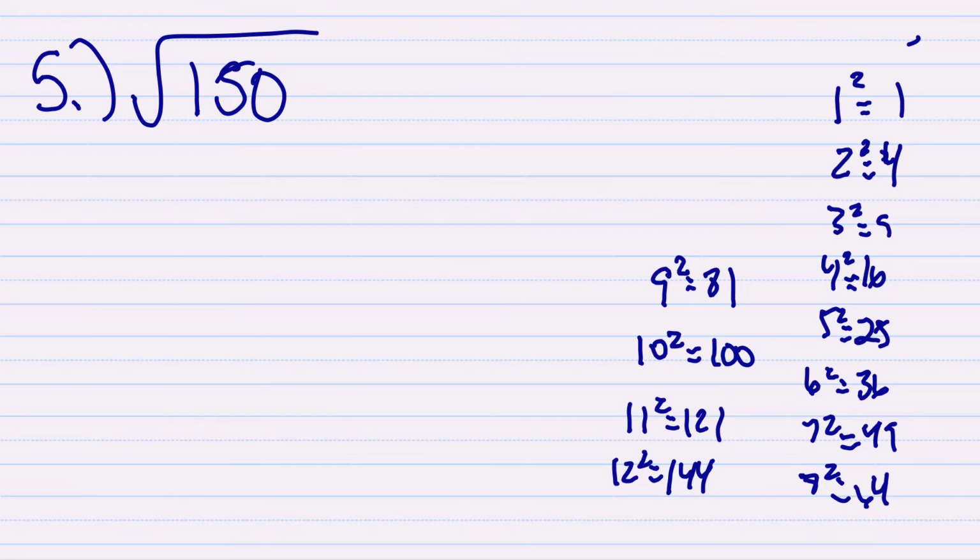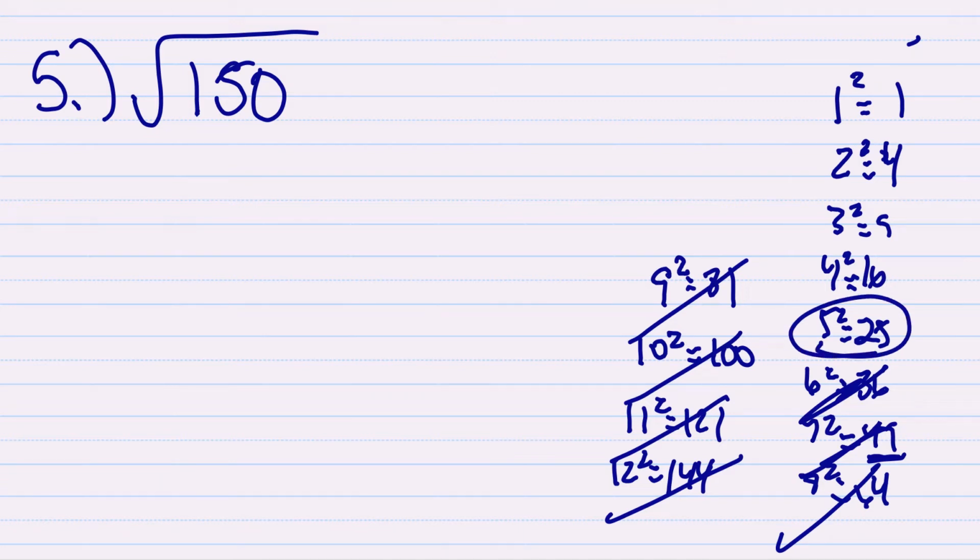So 150 is not on this list. So I start going through this list. I start at the bottom. I just start dividing. 150 divided by 144 is a fraction, so it doesn't help me. 121 doesn't help me. 100 doesn't help me. Every time I get a fraction, I get a decimal on my calculator, I move on to a different number. 150 divided by 64, it's a decimal. 150 divided by 49, decimal. 150 divided by 36, decimal. 150 divided by 25, that works because 6 times 25 is 150.